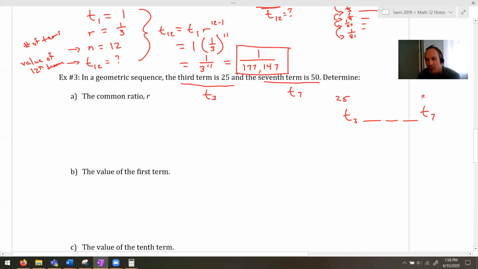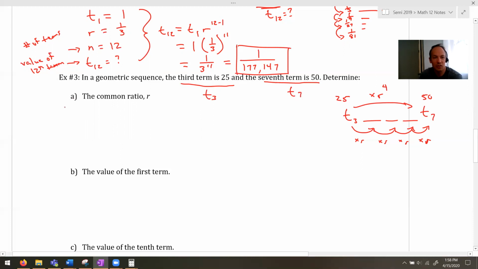This guy has a value of 50. How are we getting from T3 to T7? We have to multiply by R 4 times. So if we want to figure out what R is, we have to realize that shortcutting from T3 to T7 is like multiplying by R to the power of 4. And what we can see here is 7 minus 3 is 4, and that's absolutely not a coincidence whatsoever.